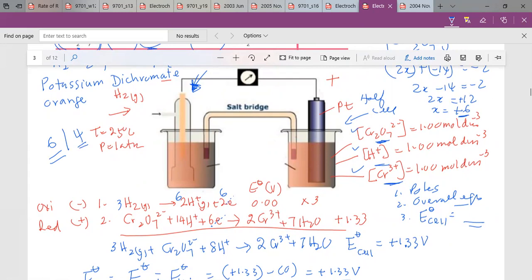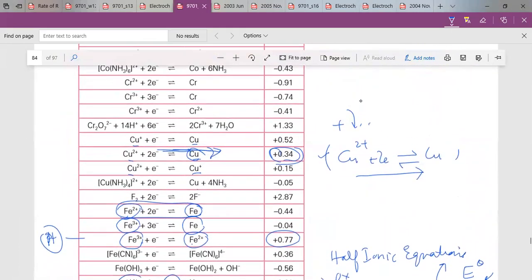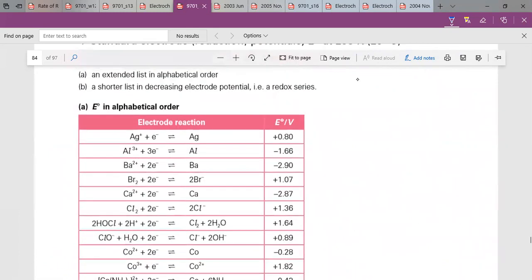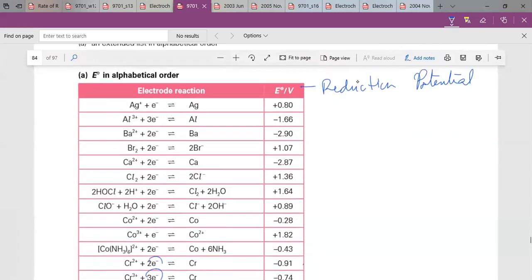Very simple, because why use a data booklet? Chromium, right? Now this one here. Remember, it's always written in the reduction form. Here is always Cr plus electrons. It's always reduction. That's why it's called the reduction potential. In most books, they call it the reduction potential or the reduction voltage, because this is written in reduction, so you can use it for comparison straight away. Simple, isn't it? Because you know how we derive it and so forth.